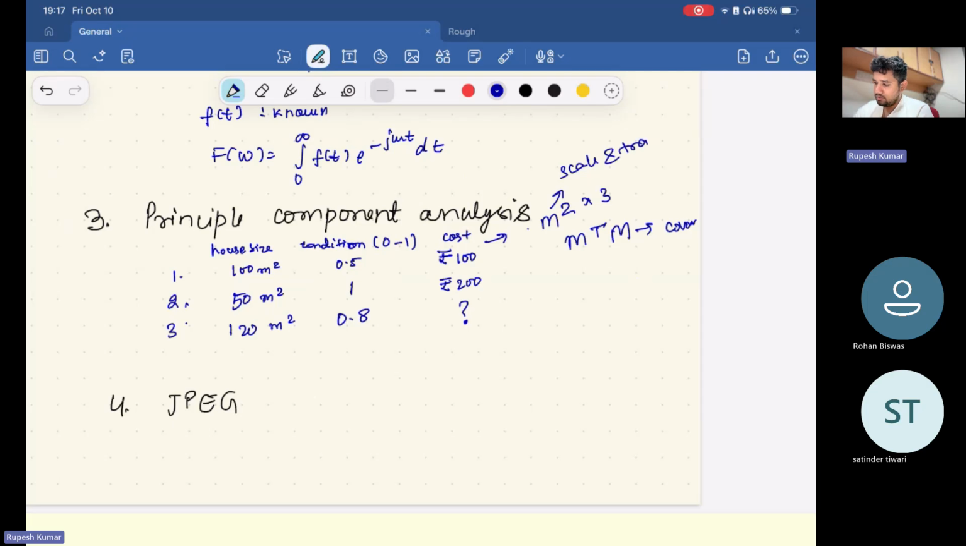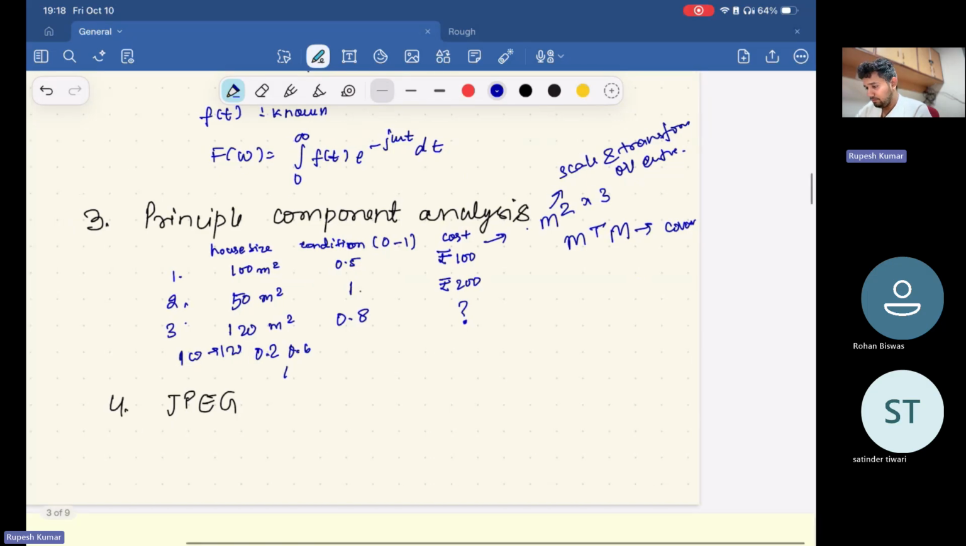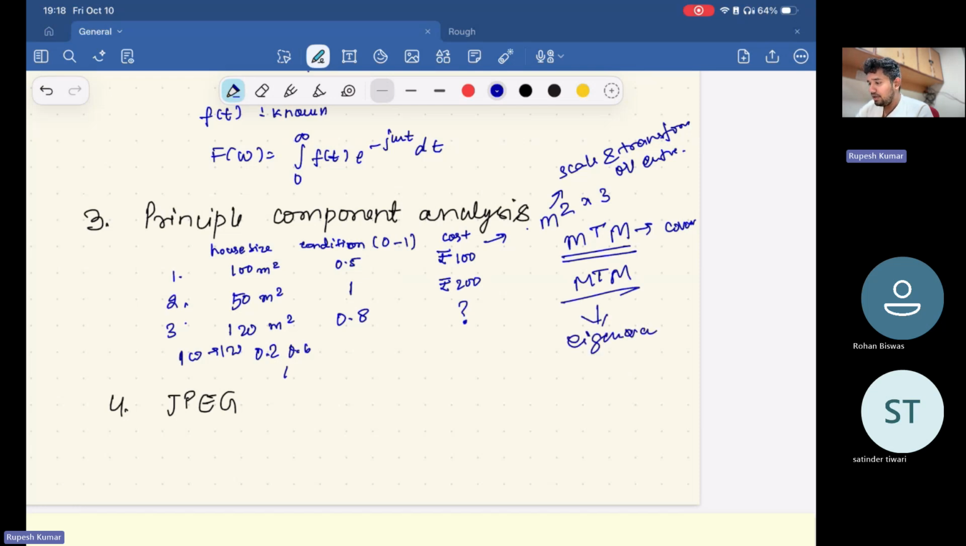and transform all the entries so that they have the same range. For example, if you have 100 here and 0.5 here, you can't directly find any variance between these two. But if you scale all the entries to between 0 and 1, you can write these as 1, 0.2 something, then 0.6, and then 1, something like this. Then everything will be between 0 and 1. Similarly here. And from here, you can build the covariance matrix M transpose M, find the eigenvalues and the eigenvectors from this matrix, and you will be able to find the principal direction of variation.